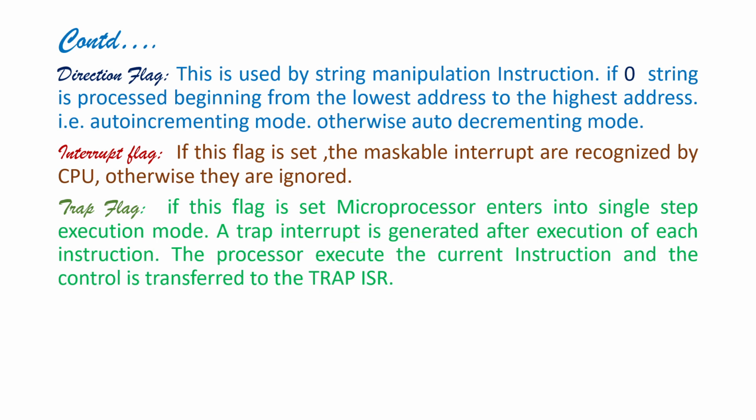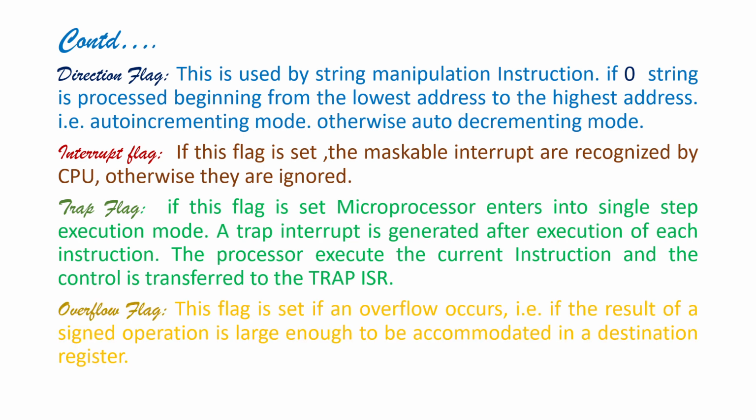Trap flag. If this flag is set, the microprocessor enters into single step execution mode. What is the meaning of single step execution mode? You can go for one step, check that step, and then execute that step. A trap interrupt is generated after execution of each instruction. The processor executes the current instruction and the control is transferred to the trap ISR.